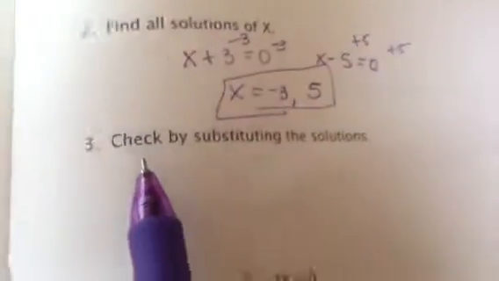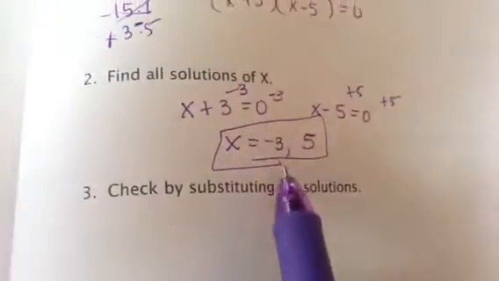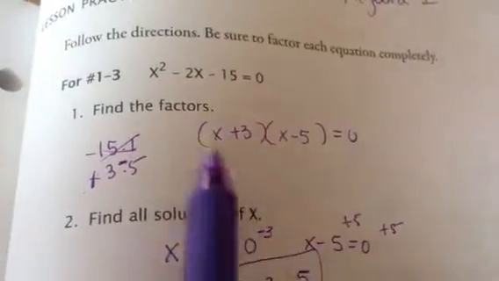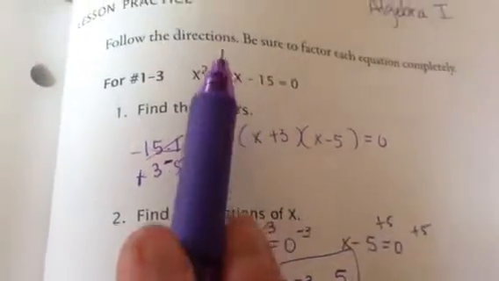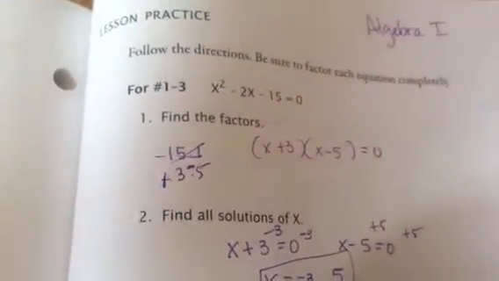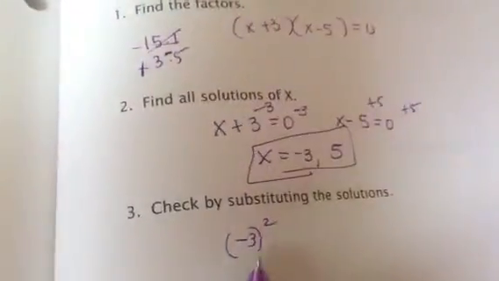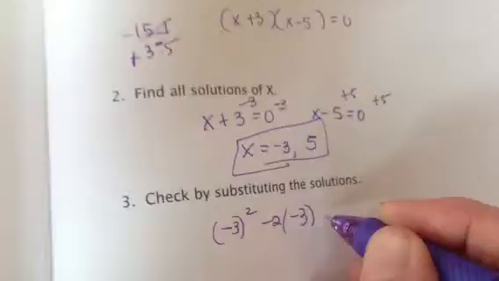Then it says check by substituting the solutions. Now, you can do both of these. Notice wherever I see an x, I'm going to plug in. You have to do it twice. First, we're going to plug in negative 3. So let's plug that in everywhere we see an x. So it was negative 3 squared. So I'm going to plug that in. What does that say there? Minus 2 times the negative 3. What does it say? Minus 15.